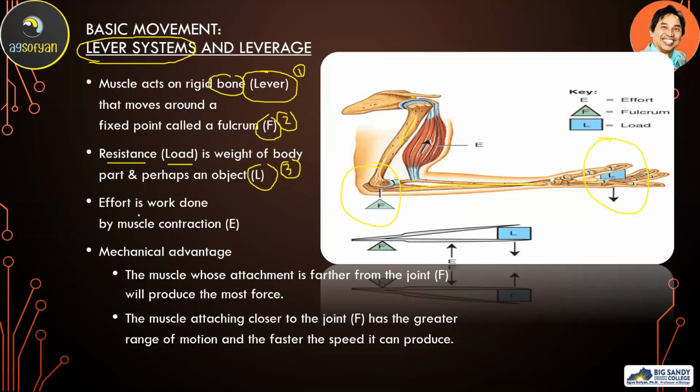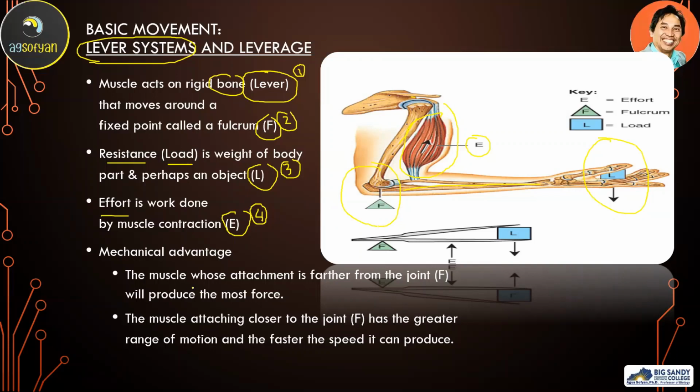And the last one is the effort, which is the contraction that is given by the muscles. So this is what we call the effort, or E. And this is the fourth component of the lever system. Okay, so the lever system consists of bone, fulcrum, the load, and the effort.